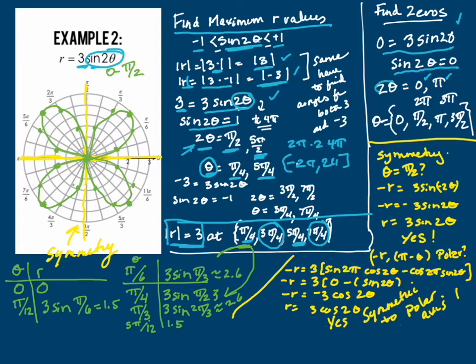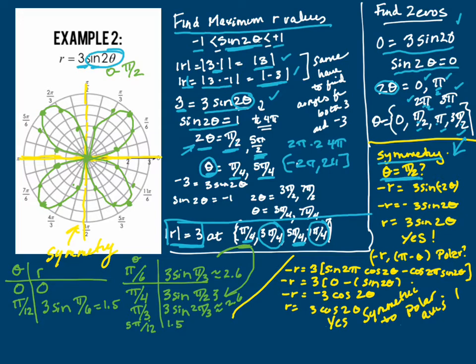Now it's 2 theta, so I have to go all the way to 4 pi. If I keep going, it would also be 0 at 2 pi and at 3 pi. So then dividing by 2, it's 0, pi over 2, pi, and 3 pi over 2. Each one of these is divided by 2. Okay, I'm over here now. So I know I have 4 zeros going around. I'm looking at symmetry.